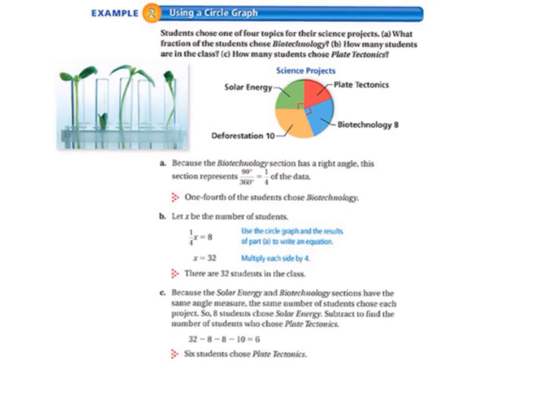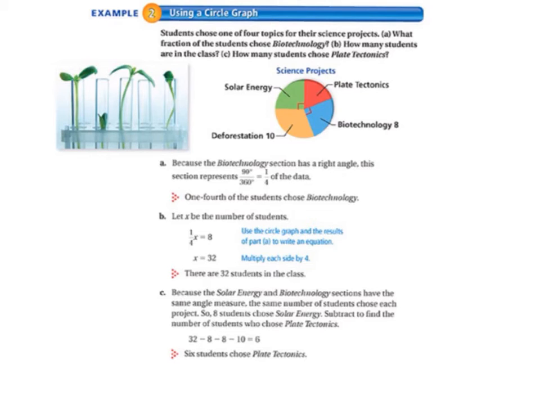Moving on to example 2, using a circle graph. Students chose one of 4 topics for their science projects. A, what fraction of the students chose biotechnology? B, how many students are in the class? C, how many students chose plate tectonics?